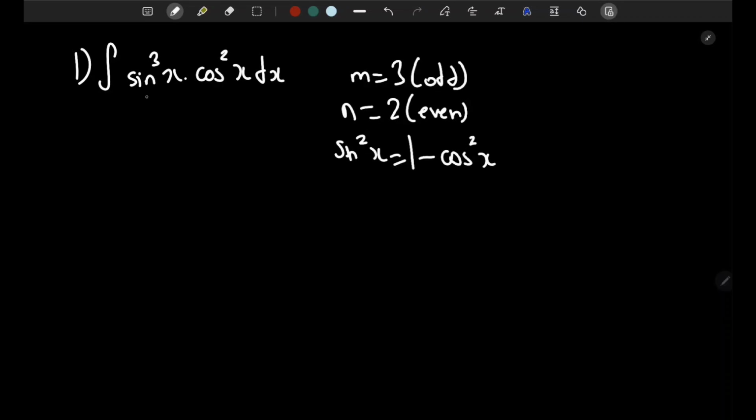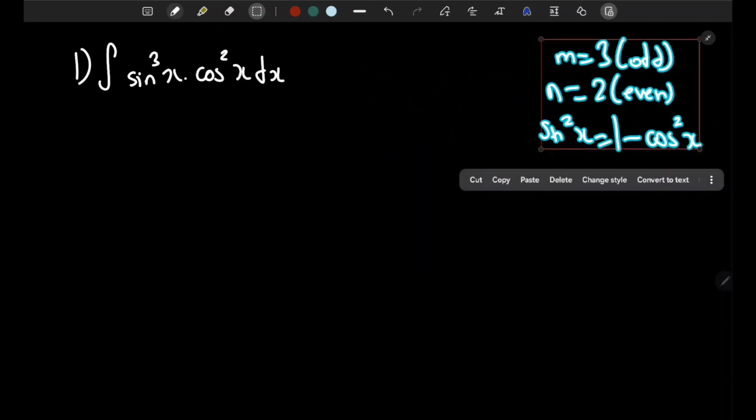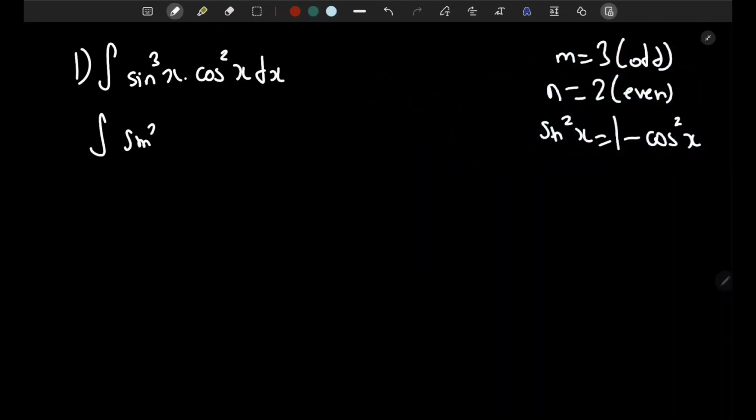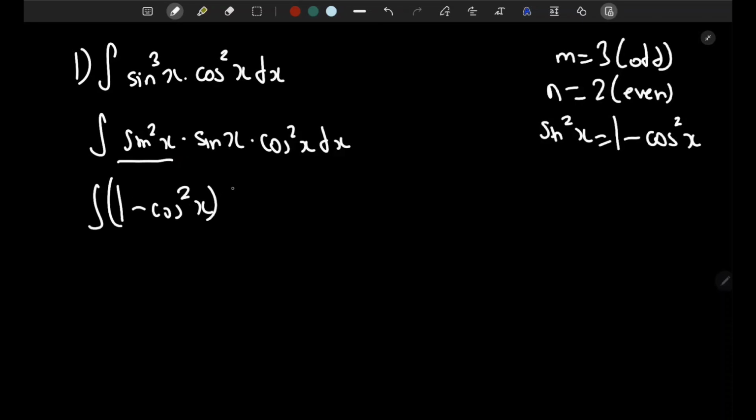So now we can break the sine cube into, let me make more space here. We can write this as sine squared x into sine x into cosine squared x dx. And we can replace sine squared with 1 minus cosine squared, and don't forget to use brackets, multiplied by sine x multiplied by cosine squared x. So what do you now think we should take u as, such that it cancels out something over here?